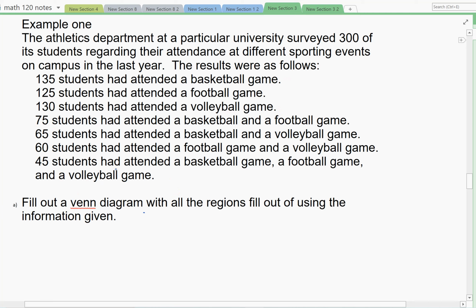more than one event. Basketball, football, football, volleyball, and then there was the group of 45 that went to all 3, right? Attended basketball, football, and volleyball. Fill out a Venn diagram with the regions filled in using that information. And usually we start at the bottom and work our way up.